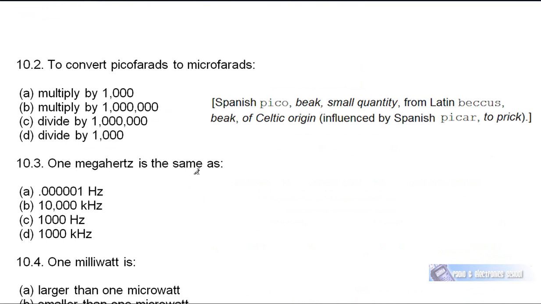Question 10.2, to convert picofarads to microfarads. Picofarads are a million times smaller than a microfarad. So to convert picofarads to microfarads, you would need to divide by 1 million.